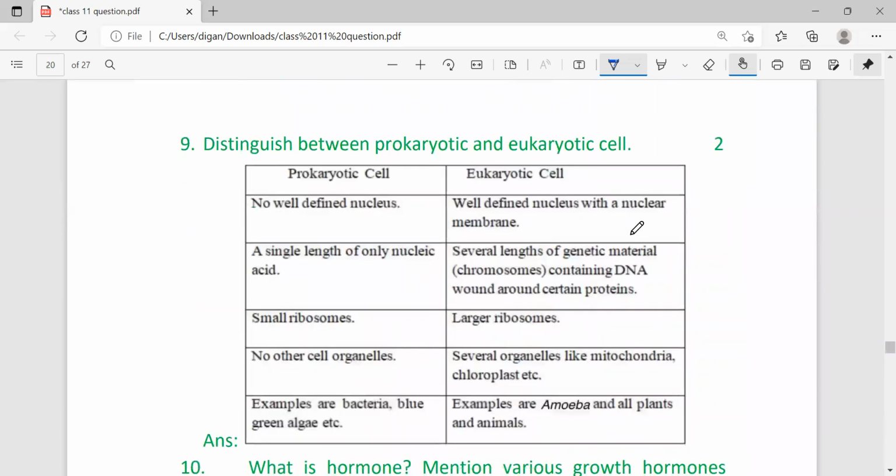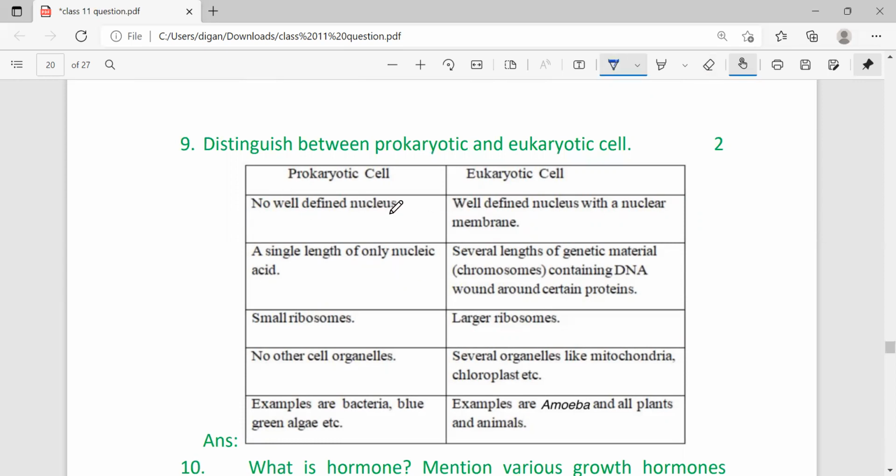Next, distinguish between prokaryotic and eukaryotic cells. For 2 marks, if you write 2 points, then also it is sufficient, but I am showing you more than 2 points so that if the question carries 2 marks, then also you can write. So this is the distinction between prokaryote cell and eukaryote cell.